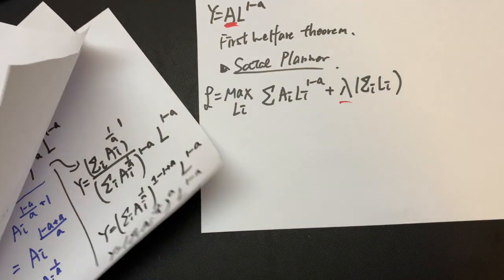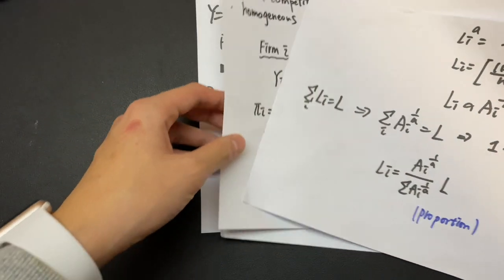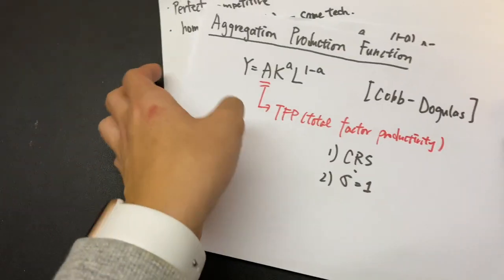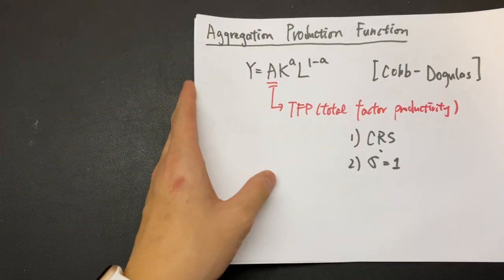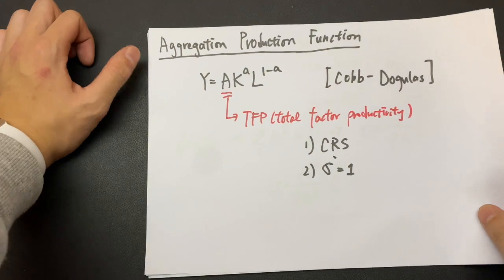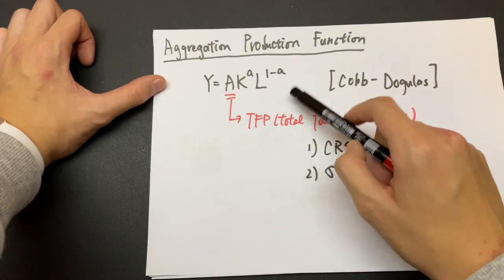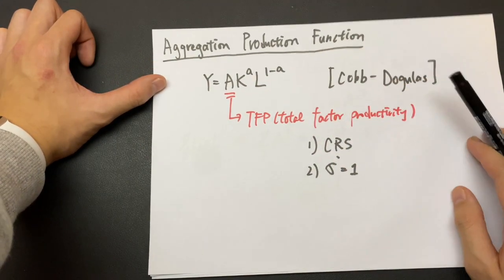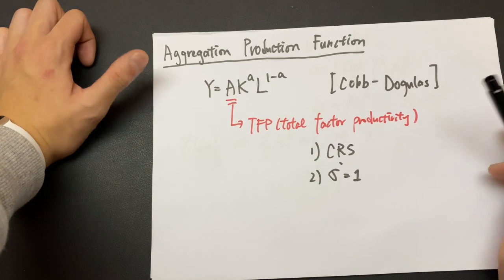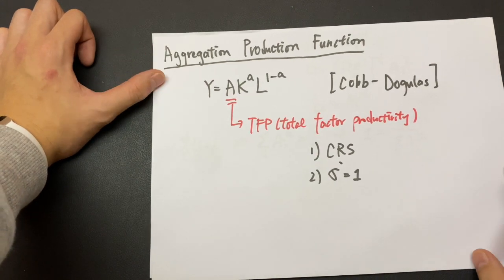So I think that's pretty much it for today. This is all I want to talk about in today's video. So I hope you understand that the aggregate production function is not groundless. It can be derived using microeconomics knowledge.